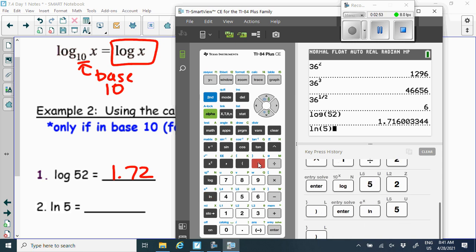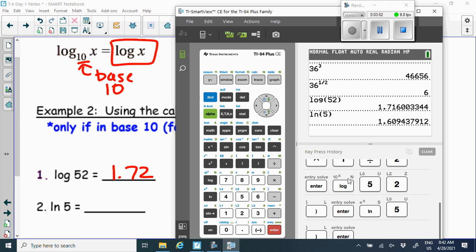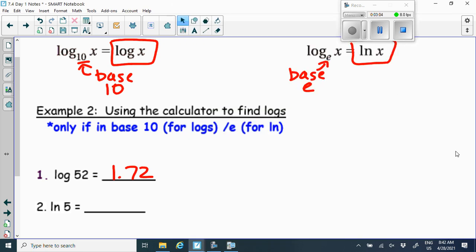Now, make sure you're careful. If you do second natural log, that gives you e to the x. If you just do natural log, it gives you natural log. And we get about 1.61 as our answer. So that's how we use our natural log and our common log on our calculators.